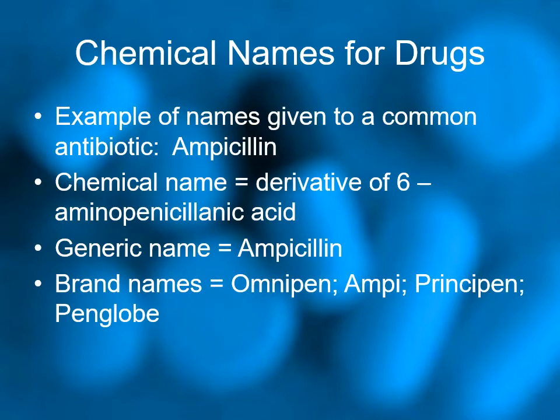Example of names given to a common antibiotic. Say something like ampicillin. The chemical name is derivative of 6-amino-penicillinic acid. Generic name is ampicillin. Other brand names: Omnipen, Ampi, Principen, and Penglobe.